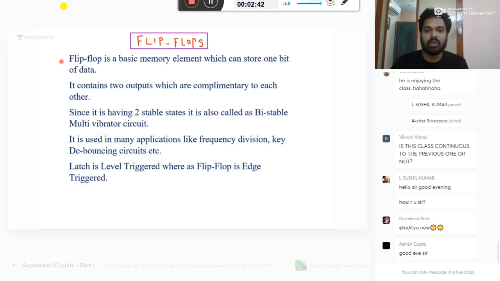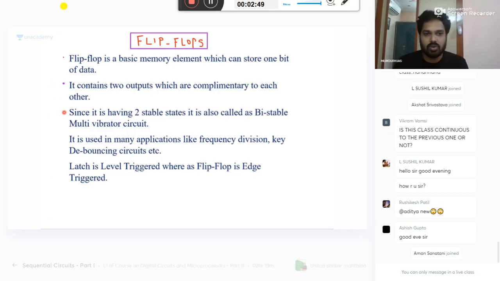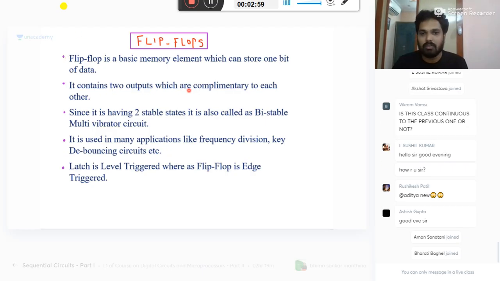So the first point we are going to discuss is flip-flop. What is flip-flop? Flip-flop is a basic memory element which can store 1 bit of data. Everybody will say flip-flop will store 1 bit of data. We will prove it also. Don't worry about it. It contains 2 outputs which are complementary to each other. This is another fundamental requirement of the flip-flop because in the applications I will show you it's a need.